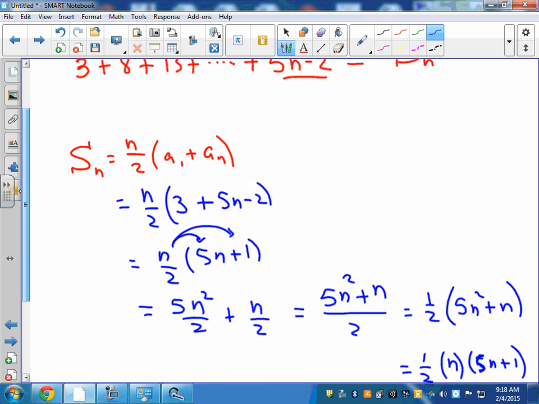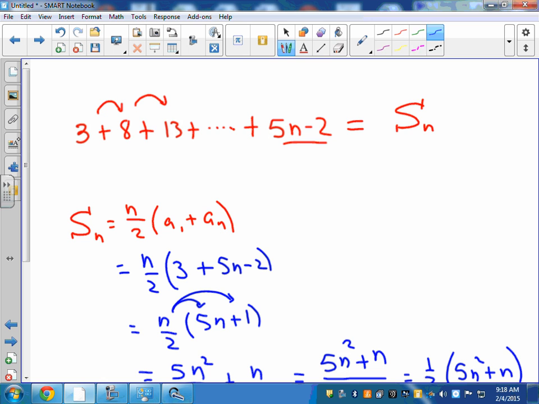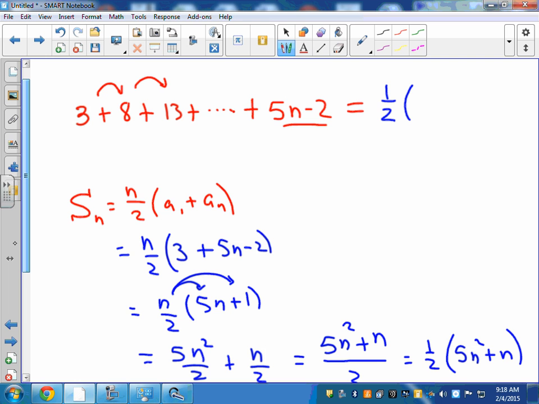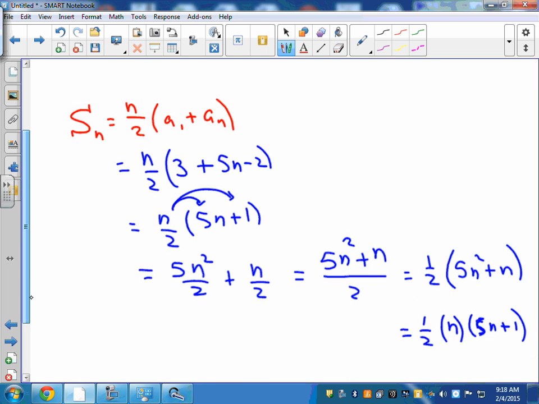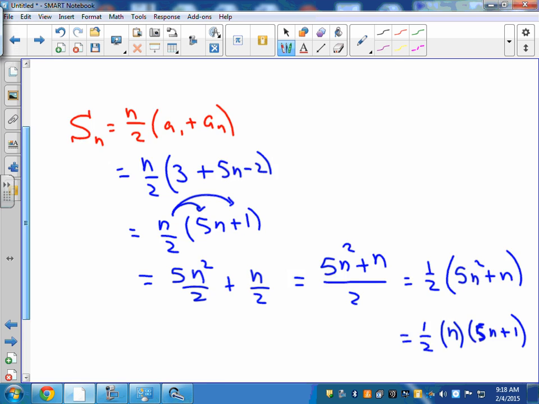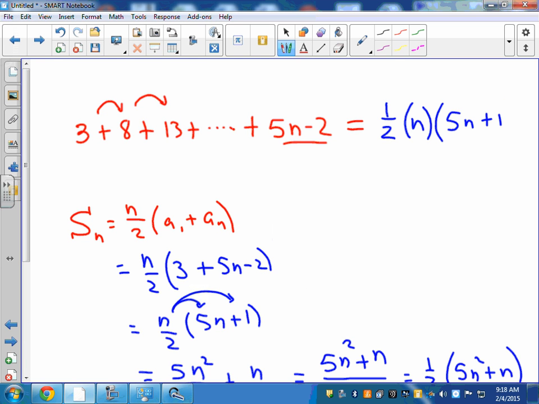So let me go ahead and take that last one over there, and I'm going to claim that to add these up, all I need to do is take the number 1/2. I'm going to multiply that by n, and then multiply that times 5n plus 1. Okay, so that seems like a really strange formula. You're supposed to remember that? Of course not. Let's see whether it works.